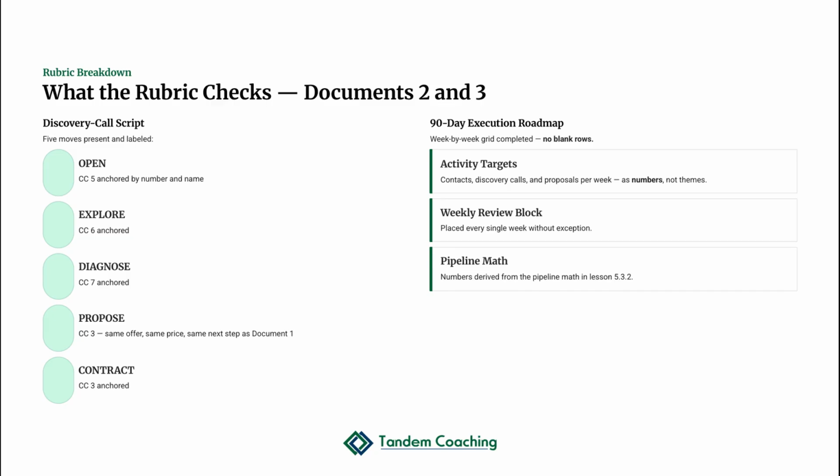90-day execution roadmap. Week-by-week grid completed, no blank rows. Activity targets as numbers from pipeline math, contacts, discovery calls, proposals per week. Not themes, numbers. Weekly review block placed every week.